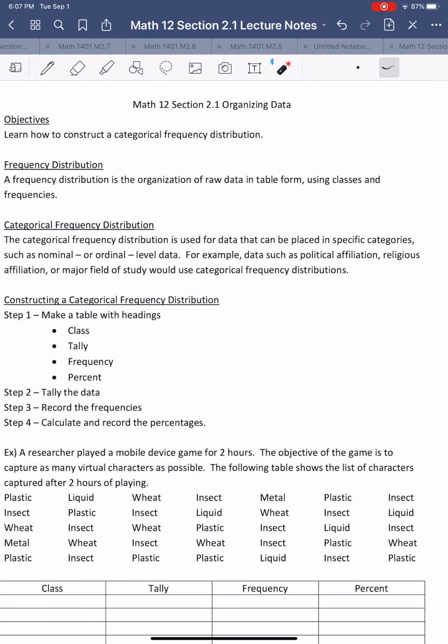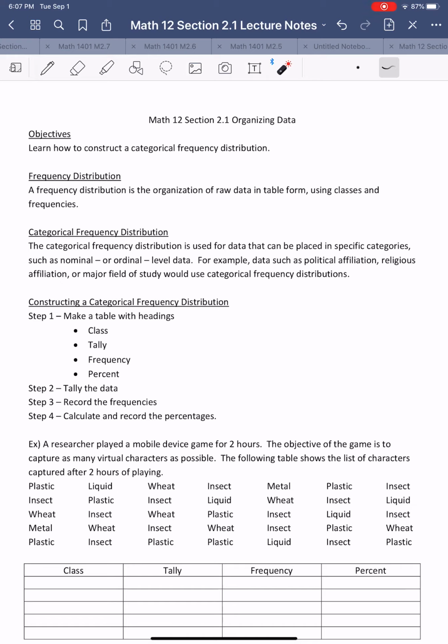Hello, this is section 2.1, Organizing Data. The objective for this section is to learn how to construct a categorical frequency distribution.